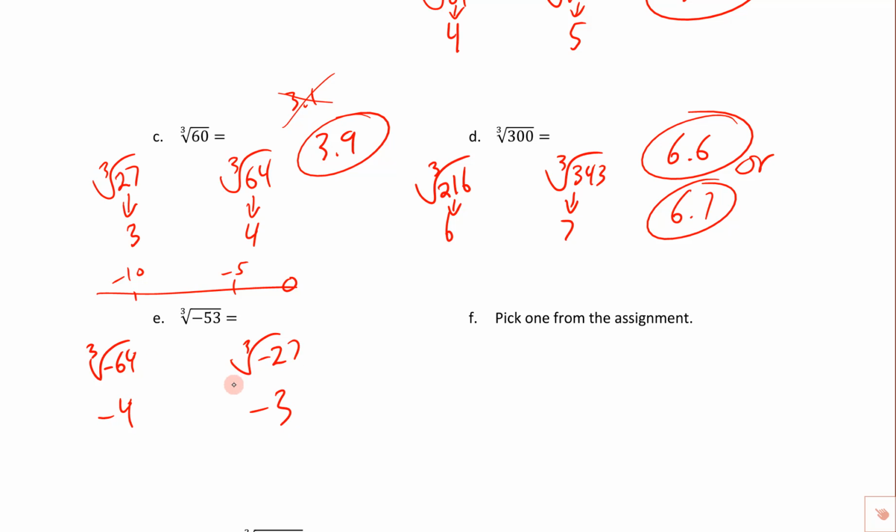So this is going to be somewhere in between there. You know, it's kind of close to that. So maybe we say negative, closer to 4 than it is to 3. It's not 4 point something, it's going to be 3 point something.